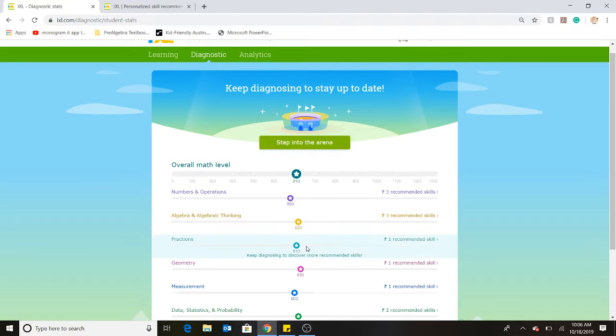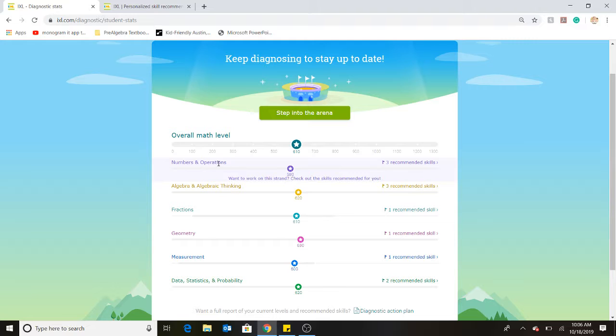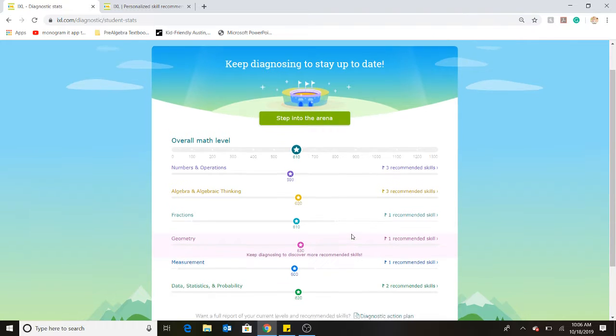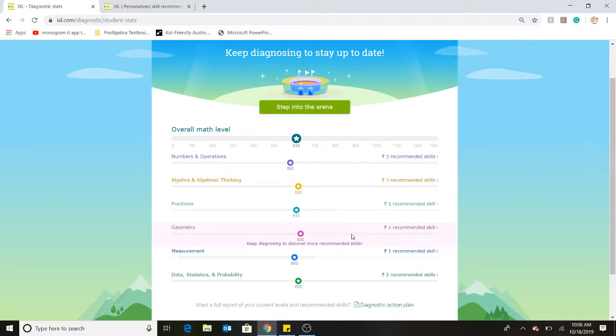Then you have all of these categories. So in numbers and operations, 5th grade, 80% of the way through. Algebra and algebraic thinking, 6th grade, 20% of the way through. This is a great place to go to figure out how your student's doing overall, where they are in each category. It also is where I, as the teacher, get their personal skill for the week.